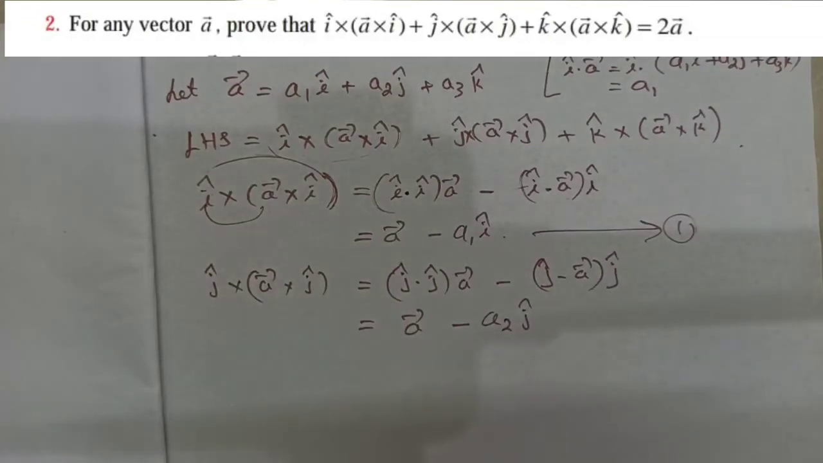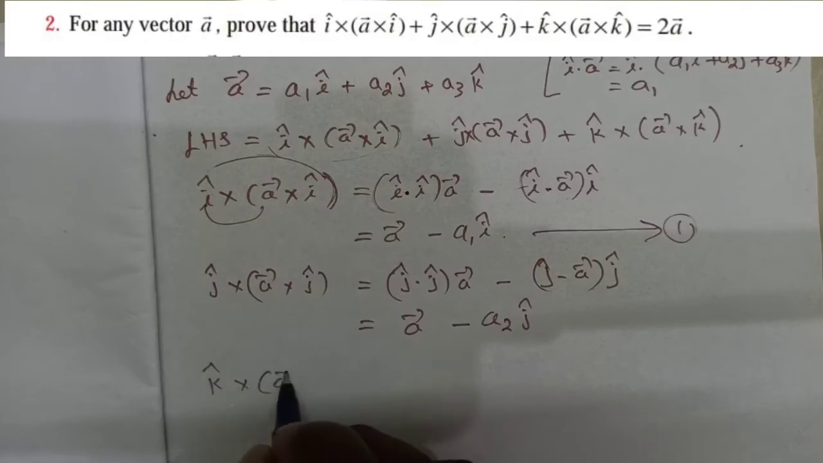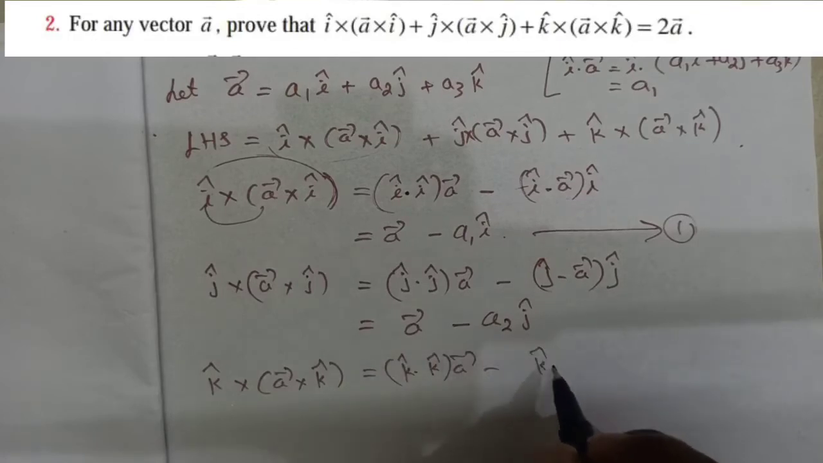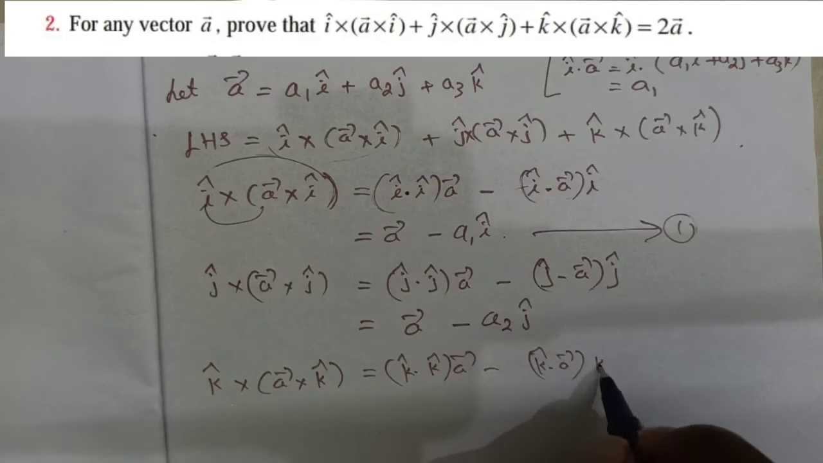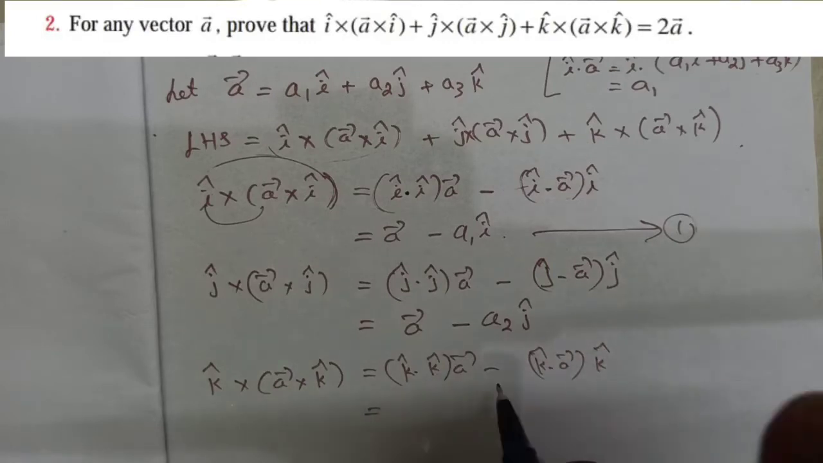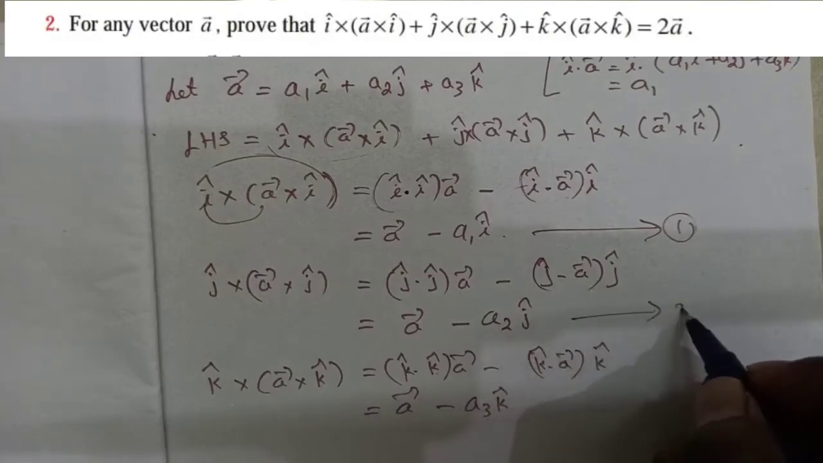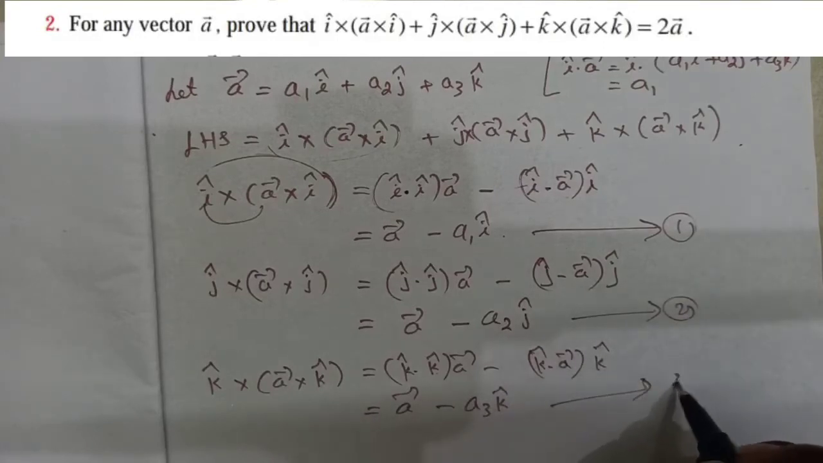Okay, similarly you can find the third one also, that is k cap cross a vector cross k cap is nothing but the expansion k dot k into a vector minus k dot a vector into k cap. Okay, here also k dot k is 1, so 1 into a vector minus, this is k dot a, we will get a3, so a3 into k cap. So let me take this equation 2, this as 3.